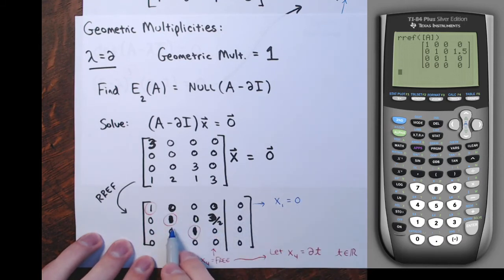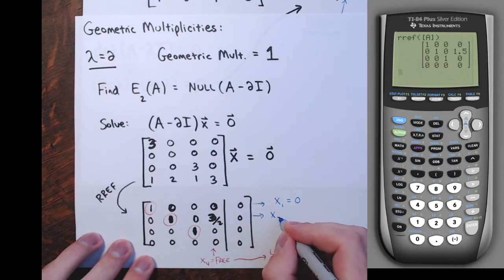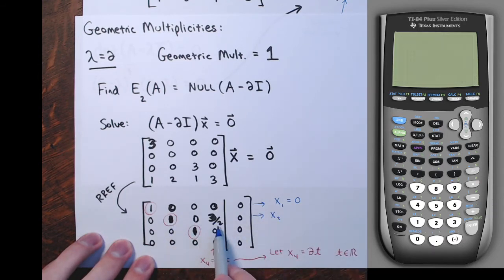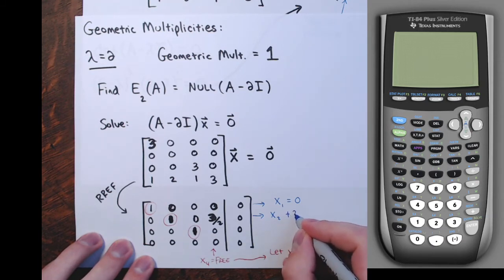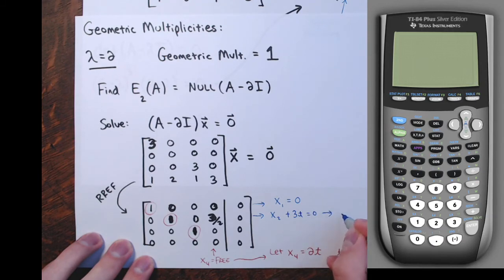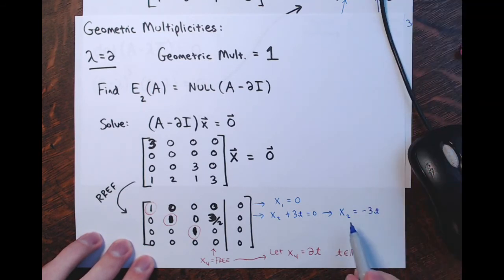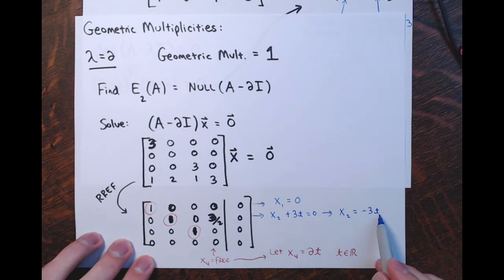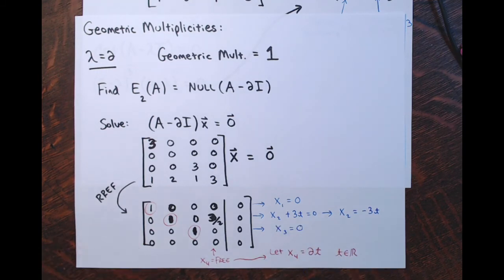From this row, we'd have x2, right, 1x2 plus, now 3 halves x4. But 3 halves times 2t would be 3t equals 0, meaning that x2 would have to be the opposite of 3t, right? My choice of t. Yeah, x2 would have to be the opposite of 3t. And then from this third row here, x3 also would have to be 0. And like I said, x4 is 2t. So I'll write the solutions to this, right?